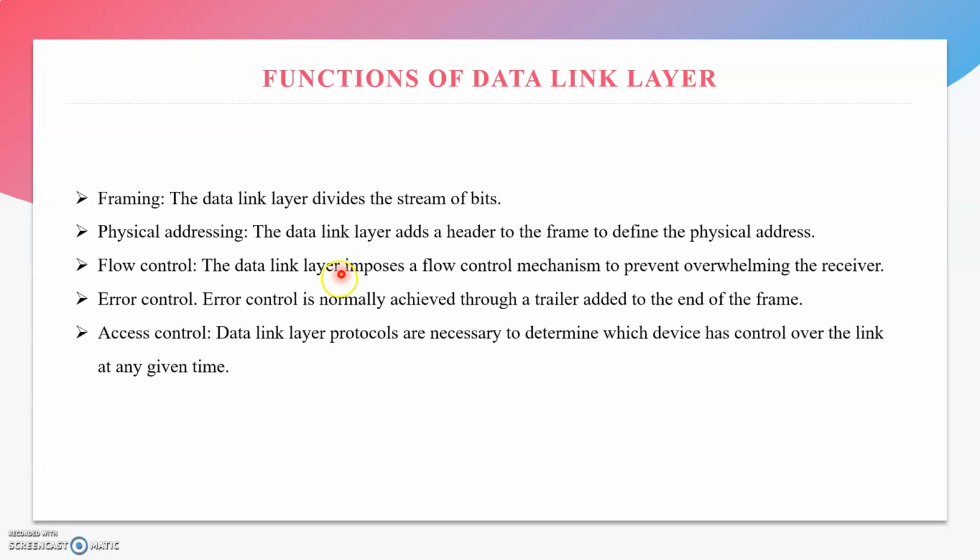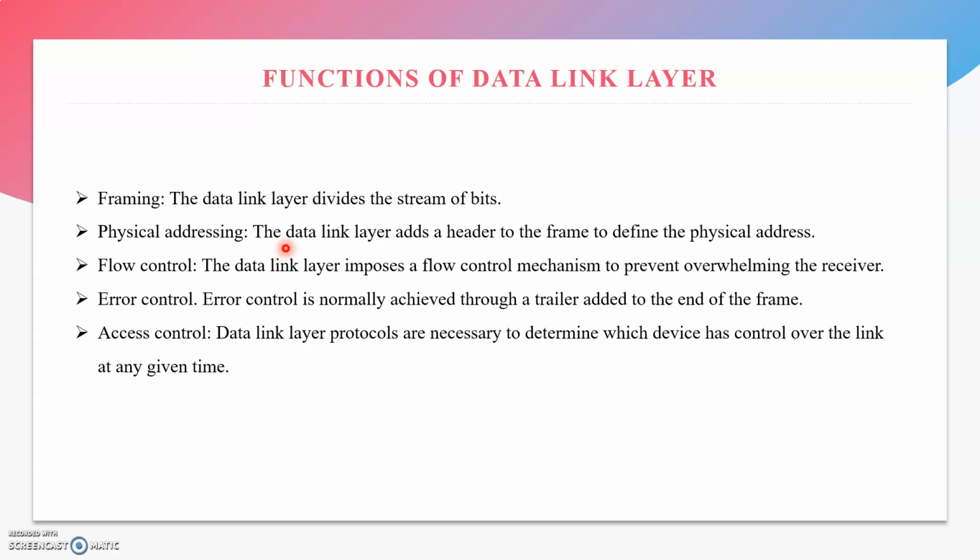It is also responsible for physical addressing. What does it mean? Physical addressing means the data link layer adds a header to the frame to define the physical address of the device. Physical address of the device means the MAC address of the device. Because when frames are to be distributed to different systems on the network, the data link layer adds a header to the frame to define the sender, so that the receiver can easily identify that the frame was sent by that sender.